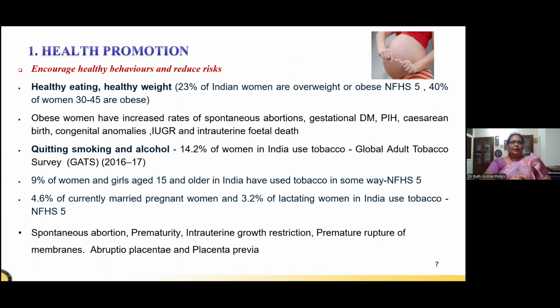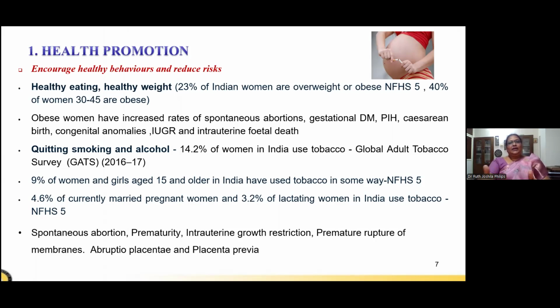So under health promotion, when a woman and her partner come to access the preconceptional care, a lot of information is given to them, and basically they are educated about healthy life practices, what to eat, what not to eat, and especially maintaining healthy weight. This has become a major issue now, especially in the urban areas.